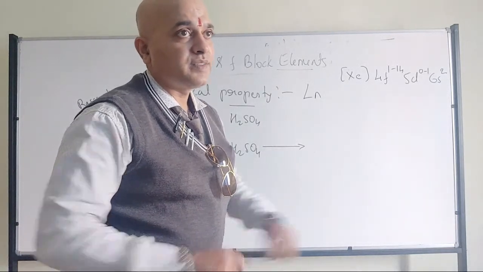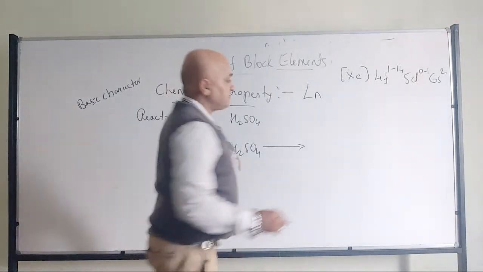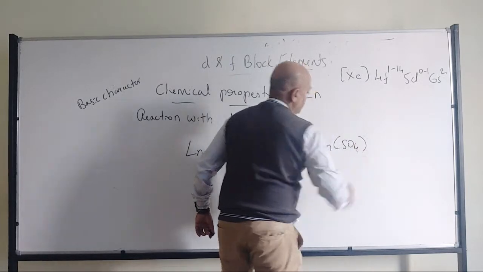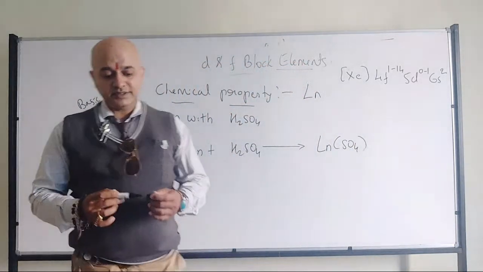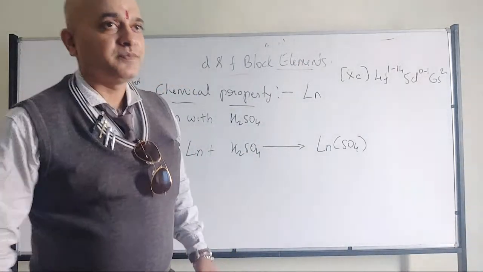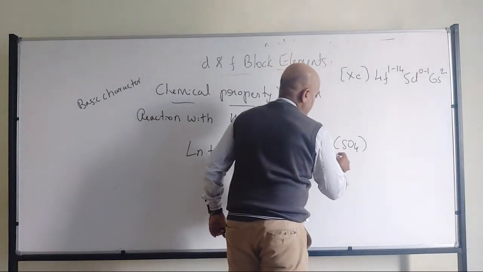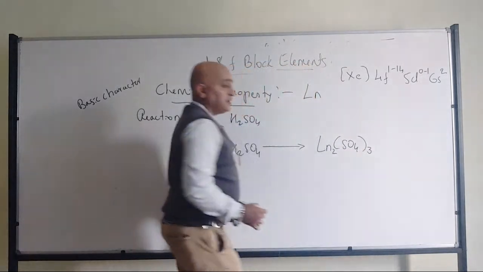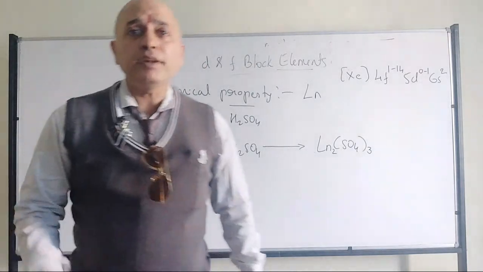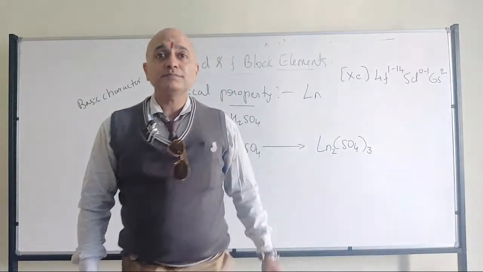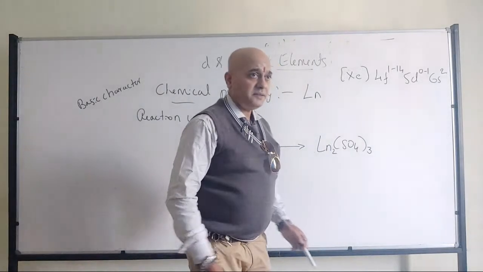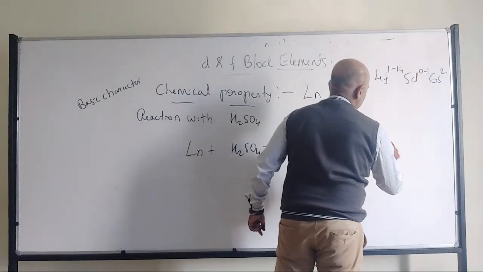Lanthanide, respective sulfate, that is Ln2(SO4)3. Now you should tell me the numbers: 2 and 3. So here it will be 2, here it will be 3, because each sulfate is minus 2, and lanthanum's common oxidation state or ionic form is plus 3. So 3 twos are 6, 3 twos are 6. Fine. So that's where we have the respective sulfate.